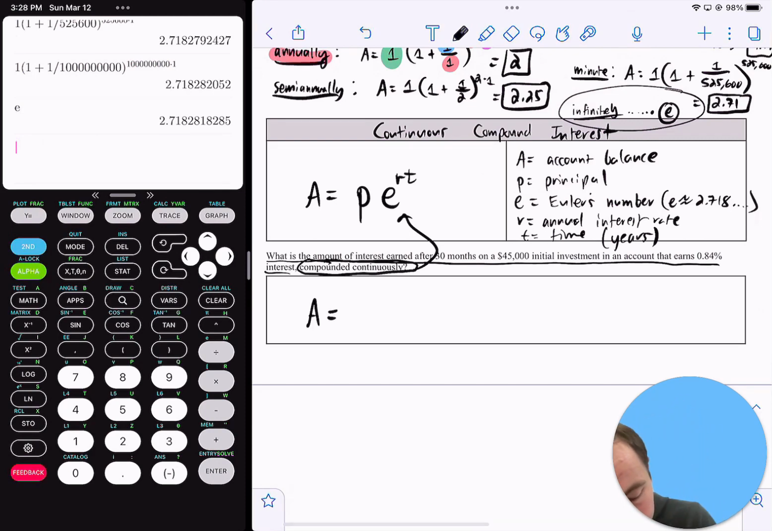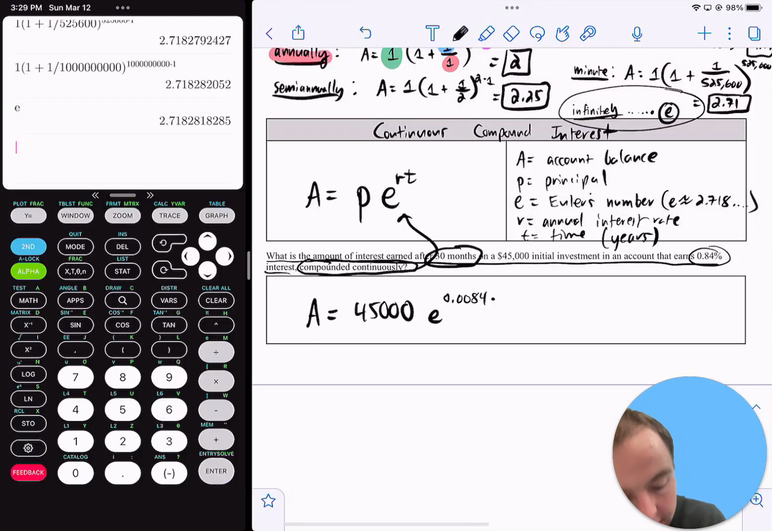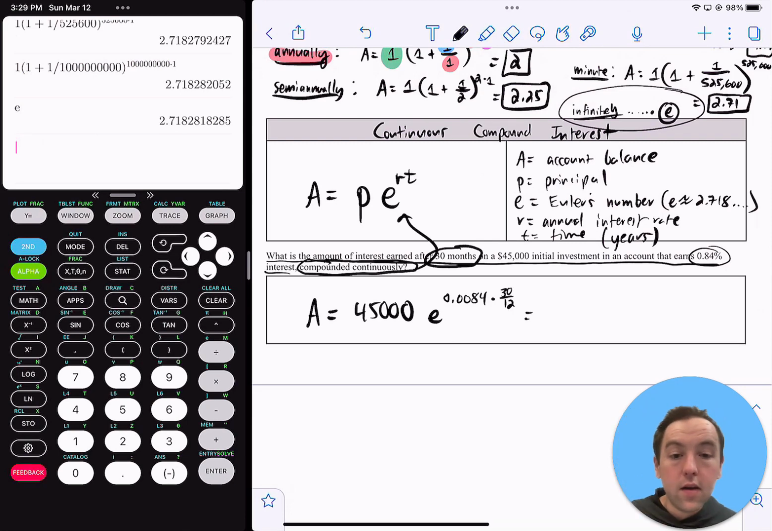So if we plug in everything, the principal, $45,000, and then you'll write E just as it is, because E is just a number, right? Like when you write pi, you'll just write pi for 3.14. So we write E for 2.718, and that's going to be raised to the power of RT. You'd want to make sure that you move the decimal over a couple spots for that interest rate. So we take that 0.84%, move the decimal over a couple spots to become 0.0084, and that's going to be multiplied by the time in which we're keeping it in the account, which is 30 months. Remember that time is always in years, so you'd want to change that to become 30/12, and then we can evaluate what this is going to be.